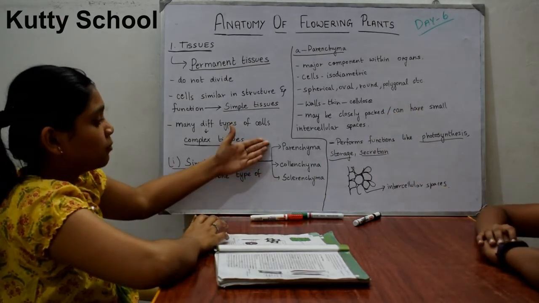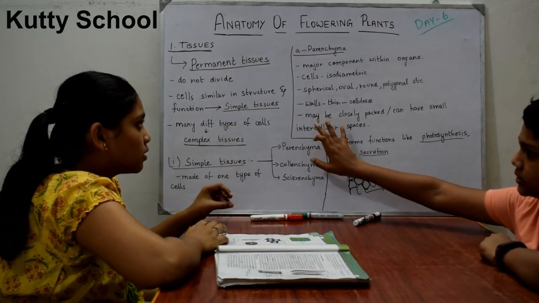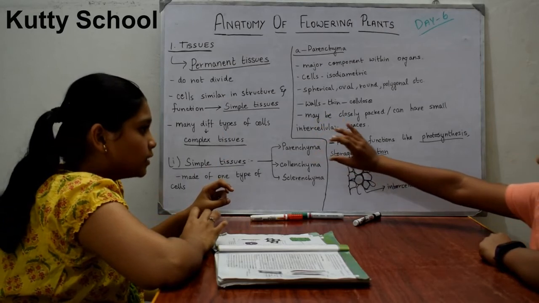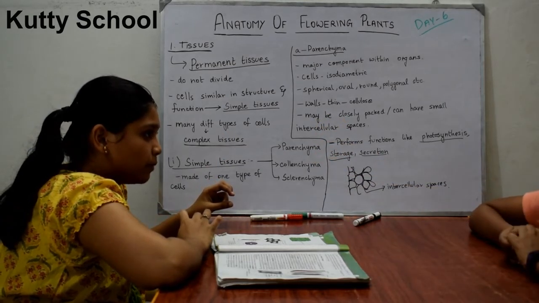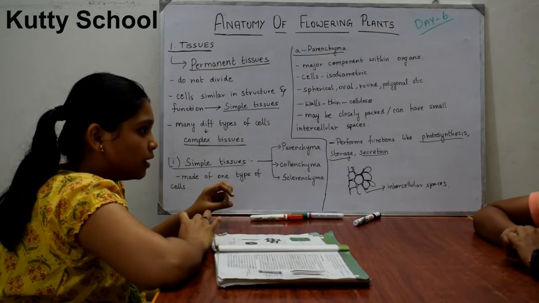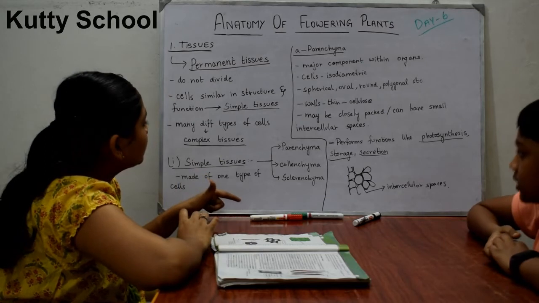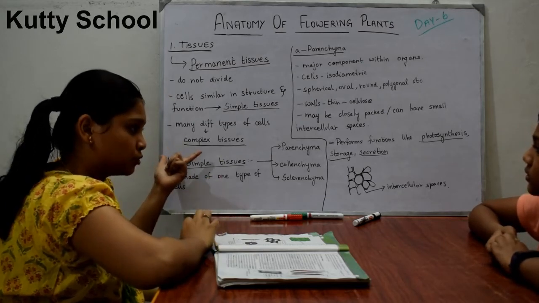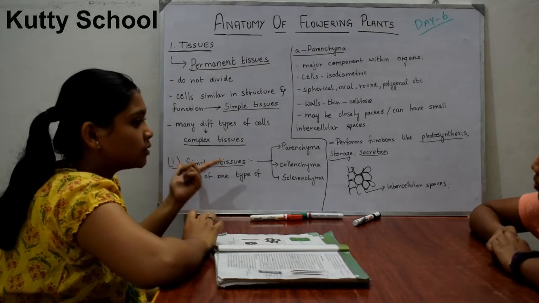So first we have seen about parenchyma. That's the major type of cell, the major component within organs. So now we are going to see about collenchyma and sclerenchyma. Next slide. Under simple tissues. After that we will be seeing about complex tissues. In the complex tissues we will again be seeing subtopics: xylem, phloem.